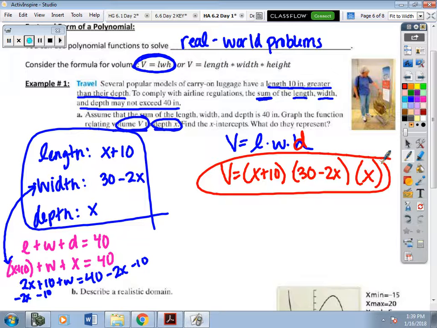Then they want us to find the x-intercepts and ask us what they represent. So you have two options to find the x-intercepts. Option one is to use your graphing calculator. The other is to actually use the zero product property.